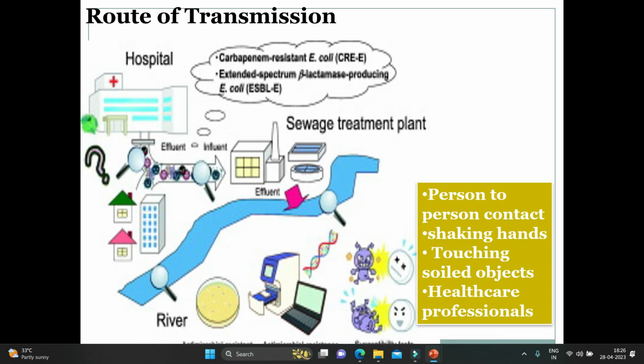So the routes of transmission are various, such as person-to-person contact, shaking hands, touching soiled objects, healthcare professionals. We can see here in this picture, hospital, because it contains nosocomial infection, which is also known as hospital-acquired infection, which is basically found in people who work in the hospital or healthcare professionals. You can see here the effluent water coming from the hospital. It goes into the rain, and it will go further to the ocean also. So it is transmitting from one place to another, from one country to another, at the international level as well.